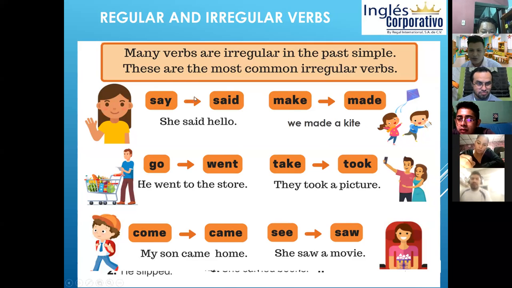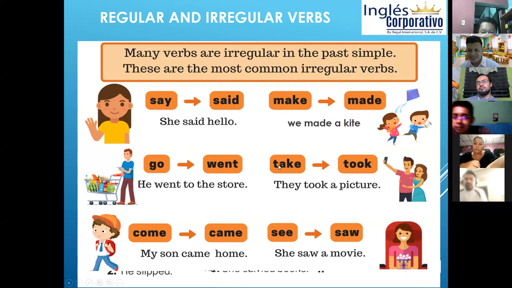Okay, do you have any problem with the pronunciation of some words? No, no problem. Okay, say, what does it mean say? Hablar. Decir, yeah. Make. Hacer, pero de fabricar, right? De hacer algo con nuestras manos. Okay, go. Ir. Take. Tomar. Come. Venir. See? Ver. Okay, thank you.